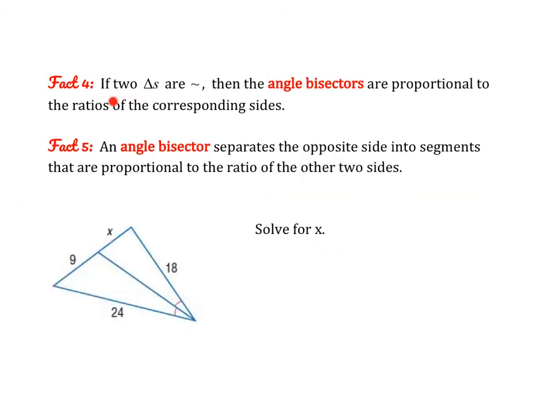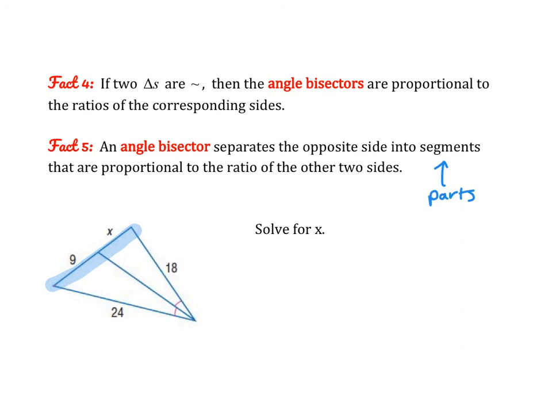Okay, so our last two facts, well, fact 4 is the same as facts 2 and 3 except with an angle bisector. So if two triangles are similar, then the angle bisectors are proportional to the ratios of the corresponding sides. Now, angle bisectors also have a cool fact. If they occur within a single triangle, it says that an angle bisector separates the opposite side. So in this figure, the opposite side would be this one because it's across from the angles, into segments. Here's our two segments. Segments is just parts. That are proportional to the ratio of the other two sides.